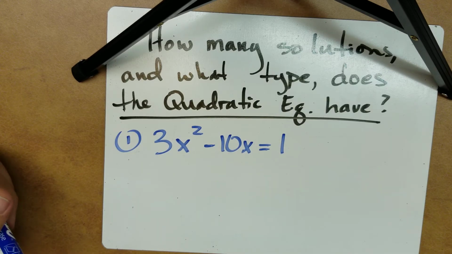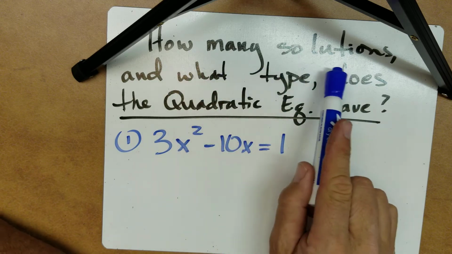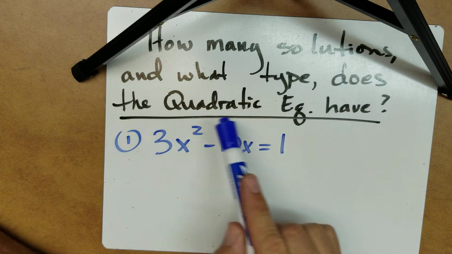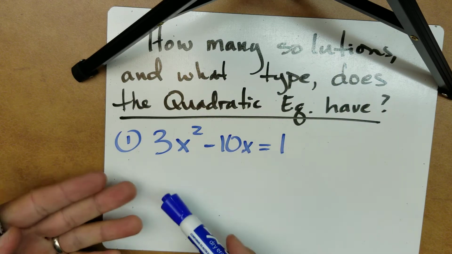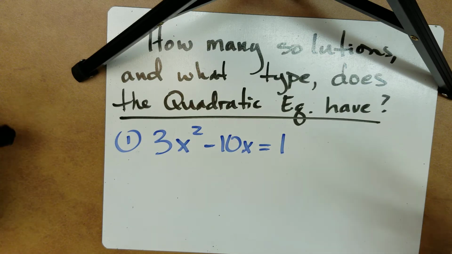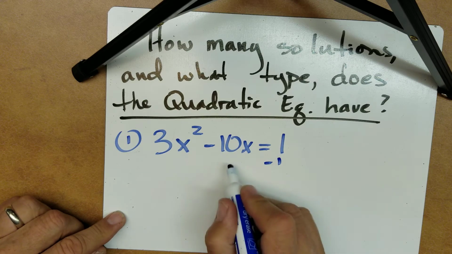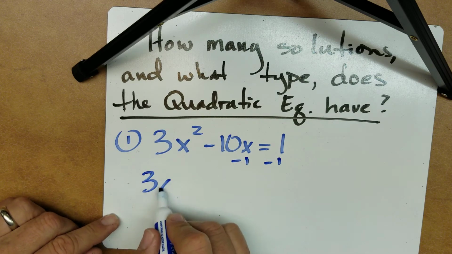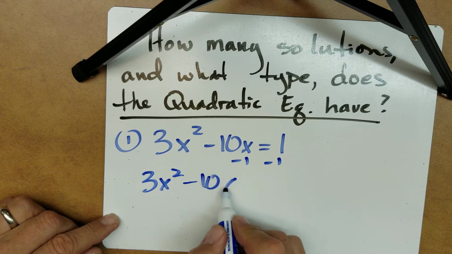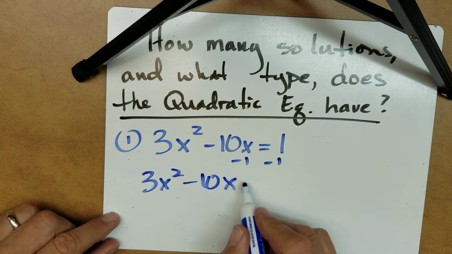All right, here's my first example. Notice the directions: how many solutions and what type does the quadratic equation have? And here's my quadratic equation. But one thing, you definitely have to put it in standard form. Let's subtract 1 and put that in standard form. It has to be in standard form, of course, because we need A, B, and C.